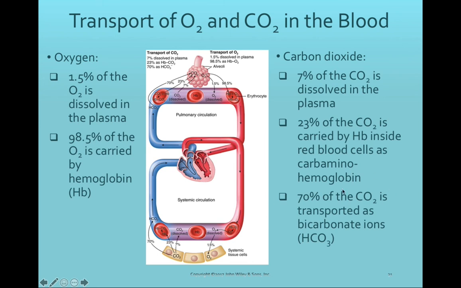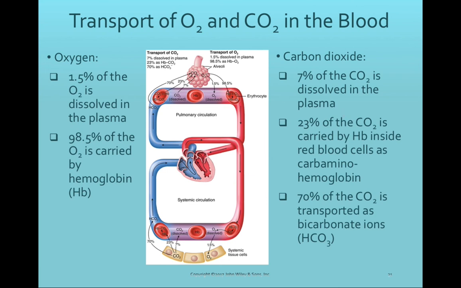70% of all of our carbon dioxide is transported in this way. We will see another 23% of our carbon dioxide that's actually going to be carried by hemoglobin. This is no longer called oxyhemoglobin, this is now called carbaminohemoglobin. And our last remaining 7% of carbon dioxide will be carried dissolved in the plasma.